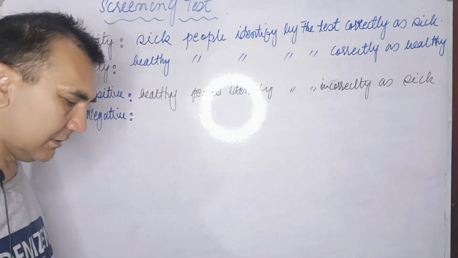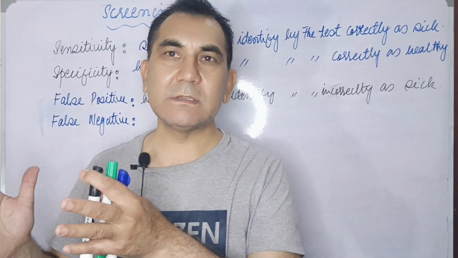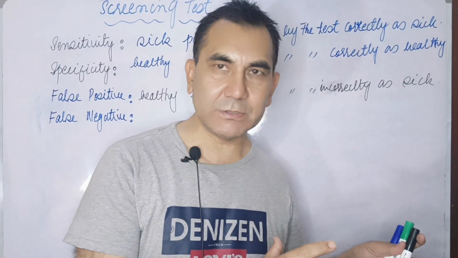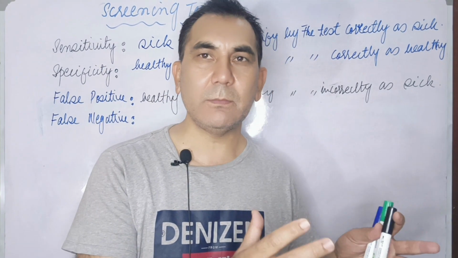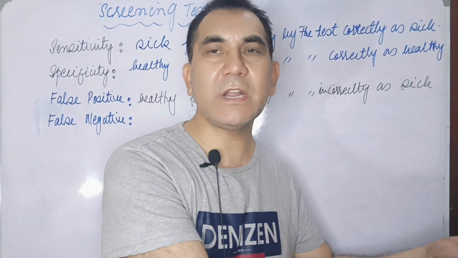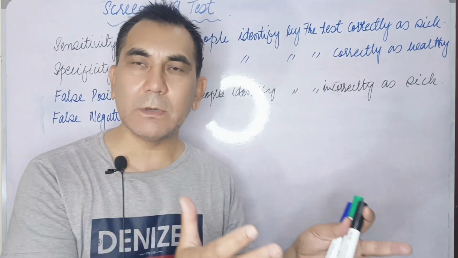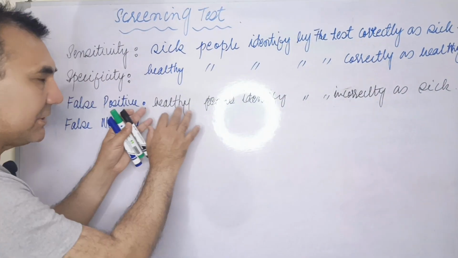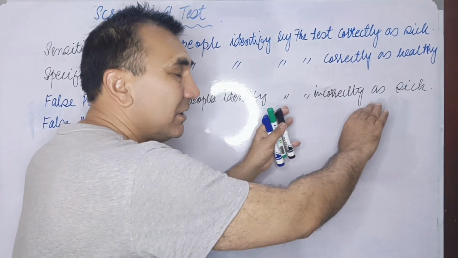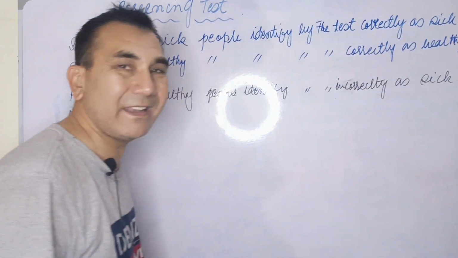It means the signs and symptoms of the disease are not present in the person, but when you screen that person or that community or population, the screening test identifies them as test positive. So it incorrectly identifies these people as sick, though actually they are healthy people. The signs and symptoms of the disease are not present, but the test identifies them as test positive. It means it incorrectly identifies them as sick.